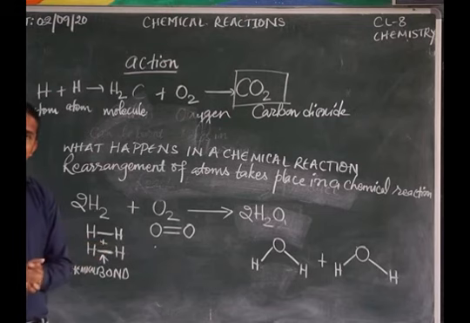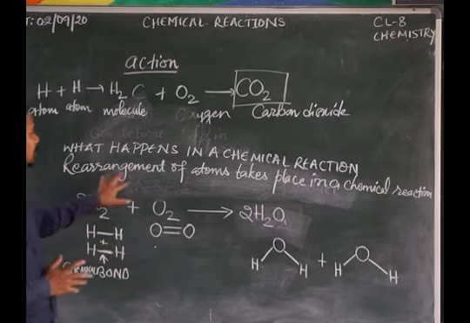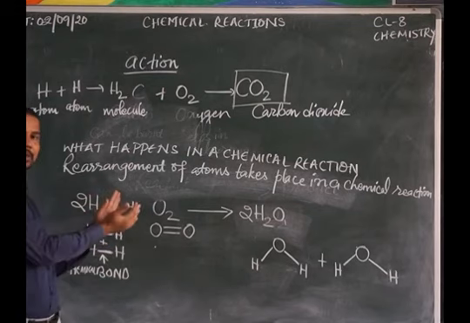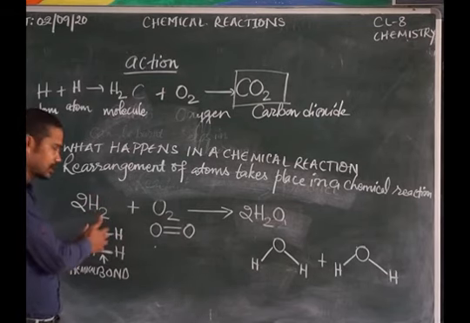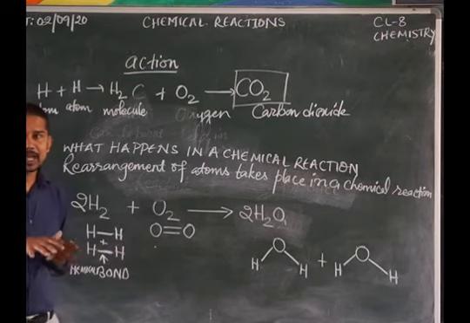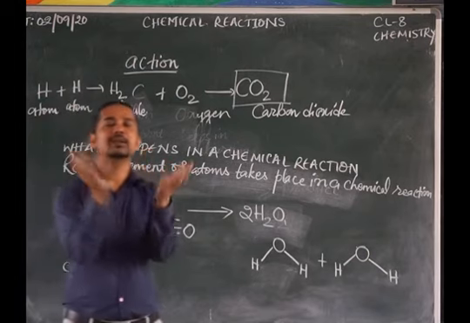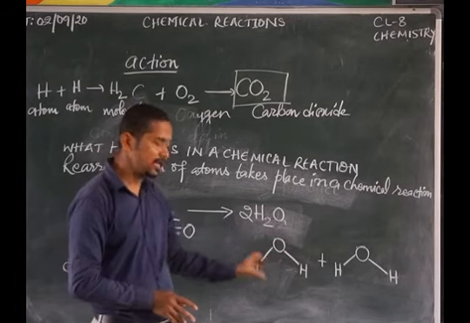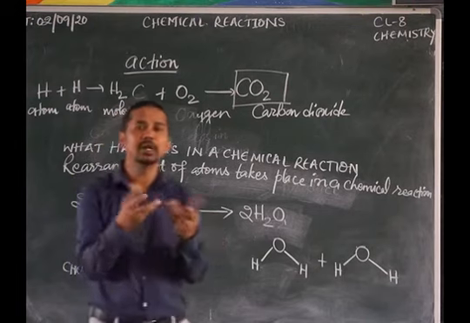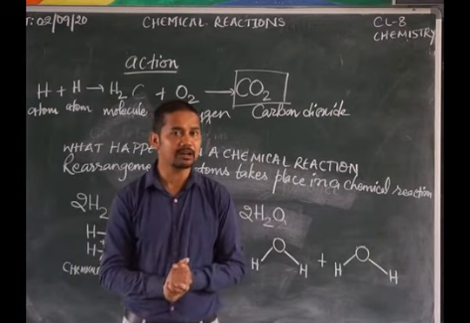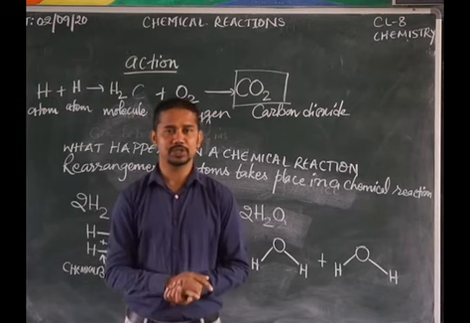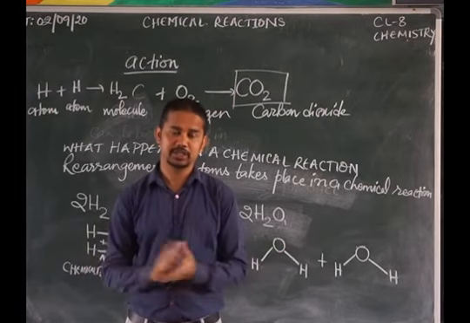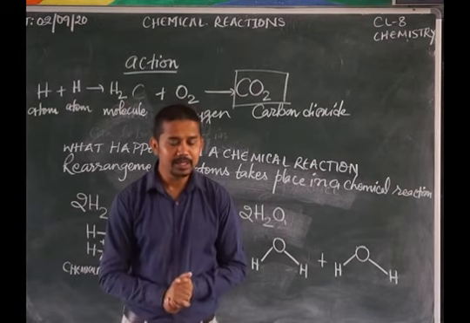So what happens in a chemical reaction? In a chemical reaction, rearrangement of atoms takes place. So how is this rearrangement possible? Because during a chemical reaction, bonds break and the atoms will be free, and these atoms will combine with other atoms and form new substance, a new arrangement you can see. So with this new arrangement, new molecules are formed, and whenever molecular composition changes, a new substance will be formed. Their properties will be totally changed. So this is what happens in a chemical reaction.